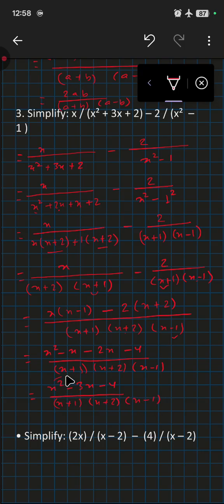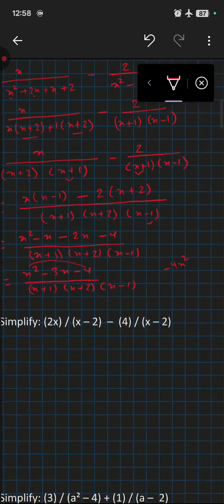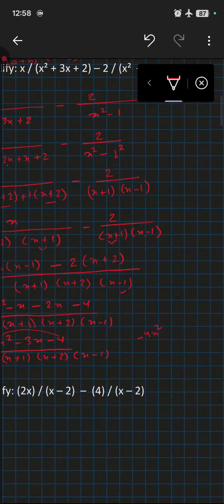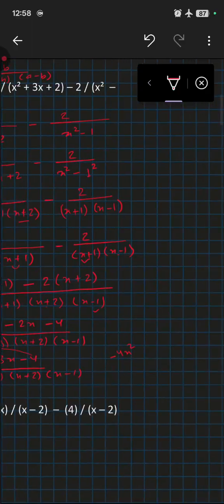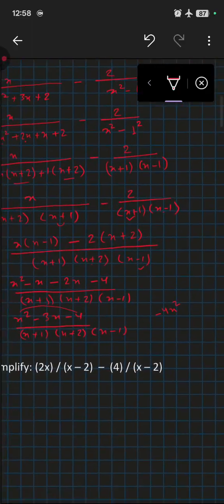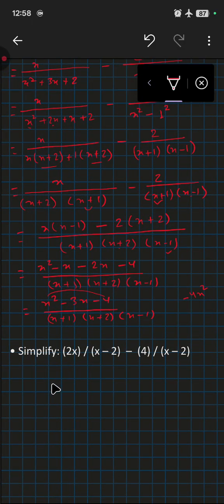Now let us see this one, first into last. What do we get? We will get minus 4x square. It means after subtracting it should come 3, and after multiplying it should come 4. What can be that number? So that number over here I'll do and draw it.